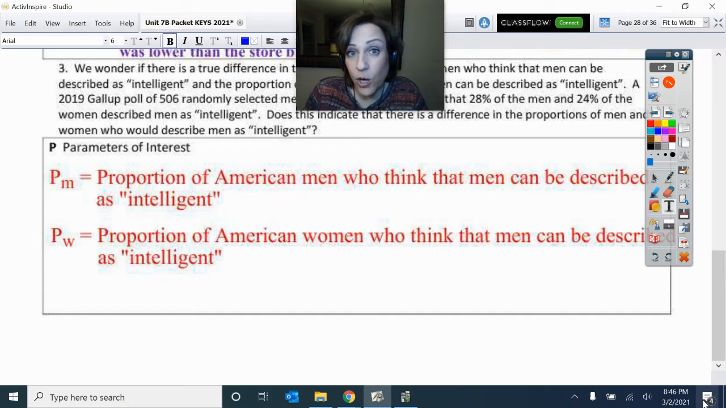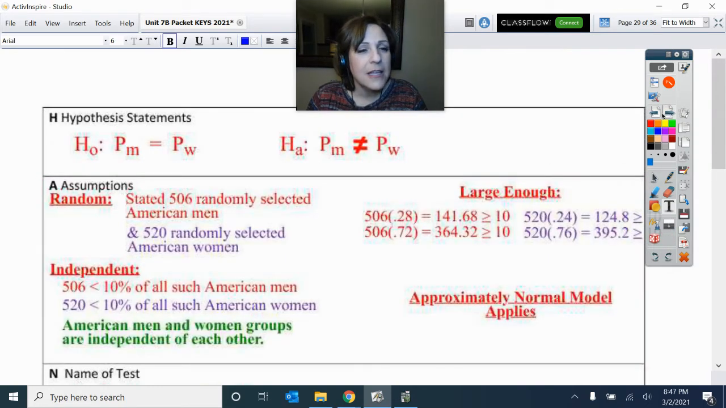So we don't know higher or lower. I'm just wondering if it's different: the proportion of men versus the proportion of women who think men can be described as intelligent. Okay, so let's see what our results are. You can see P of M is the proportion of American men who think that men can be described as intelligent, versus P of W, the proportion of American women who think that men can be described as intelligent. So let's see what our numbers show us.